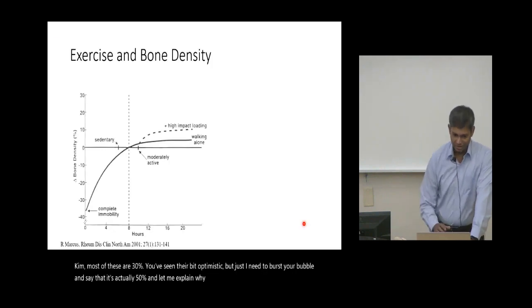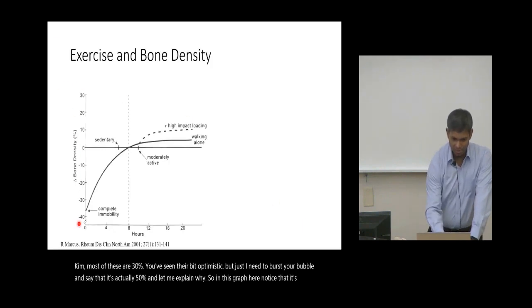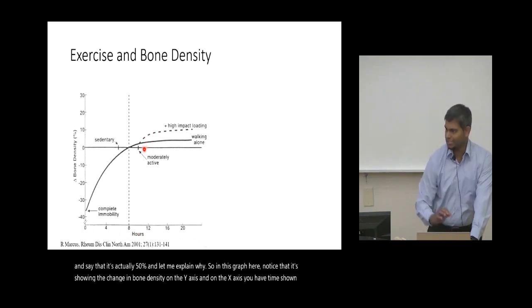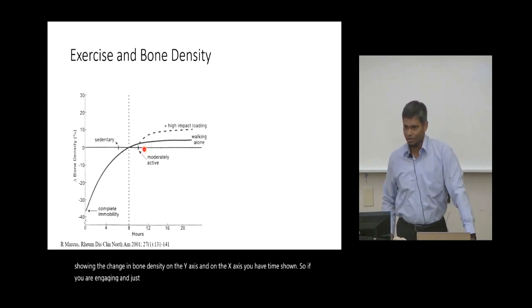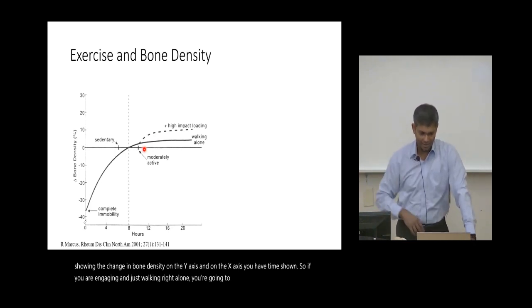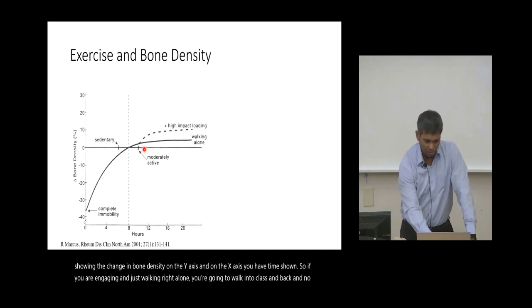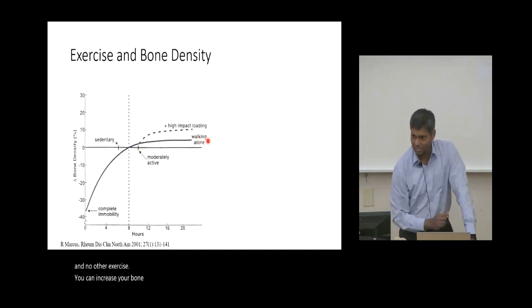So in this graph here, notice that it's showing the change in bone density on the y-axis, and on the x-axis you have time shown. So if you are engaging in just walking alone, you're going to walk into class and back, and no other exercise, you can increase your bone density by around 5%.